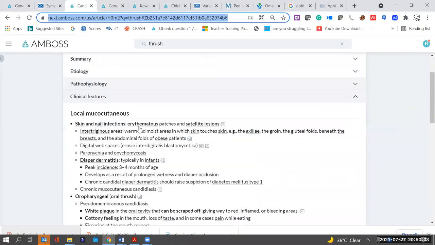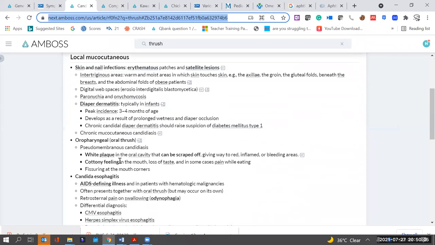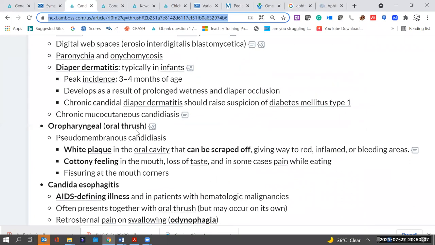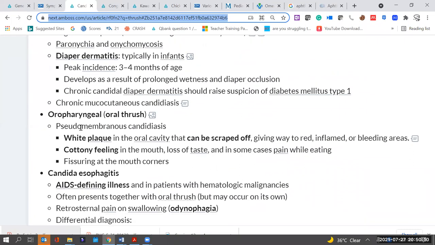Yeah, this candidiasis. If we find it in the oral cavity, this oropharyngeal candidiasis, that's oral thrush, also called pseudomembranous candidiasis. On examination of the oral cavity, you will see a white plaque that can be scraped off, giving way to a red, inflamed or bleeding area. So when you scrape that white plaque, it's going to start bleeding.